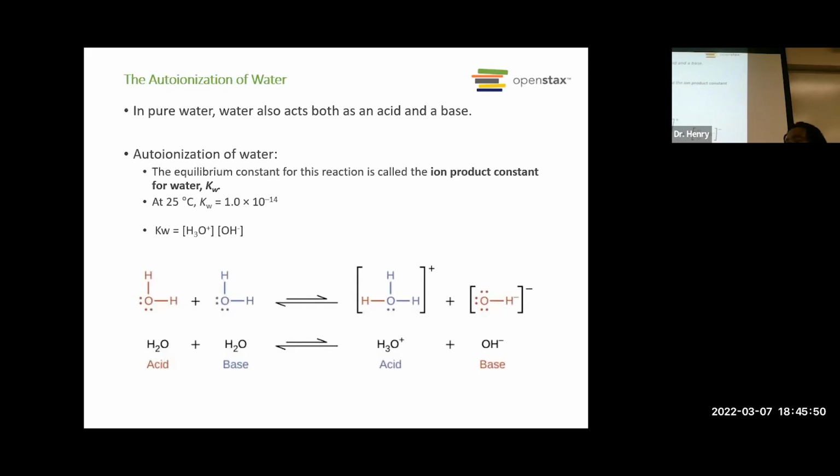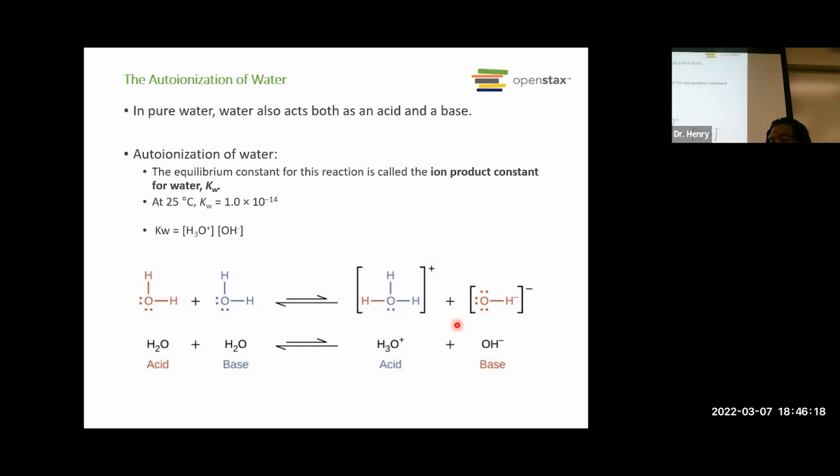Okay, so autoionization. This is what you were talking about earlier, right? If we think about water, in this case, we have water that's acting both as your acid and your base. So in one case, if the acid is donating a proton, then we end up with the hydronium ion, and we end up with the hydroxide ion.